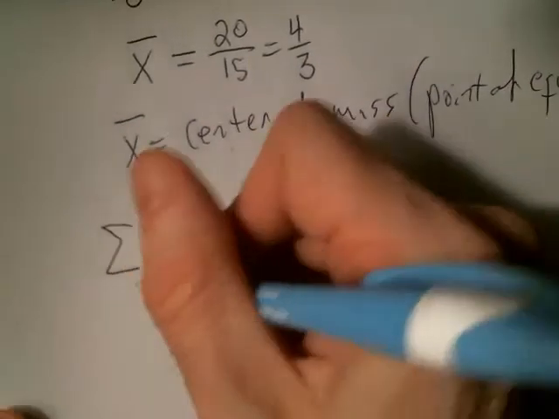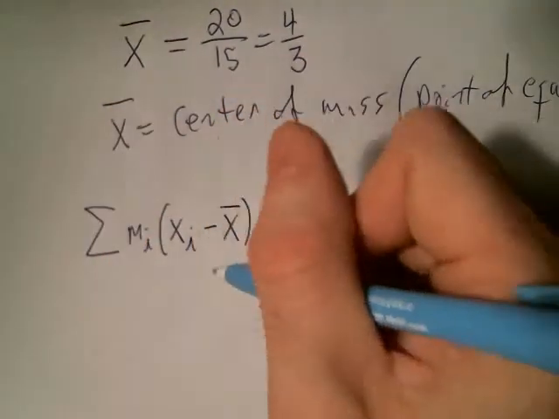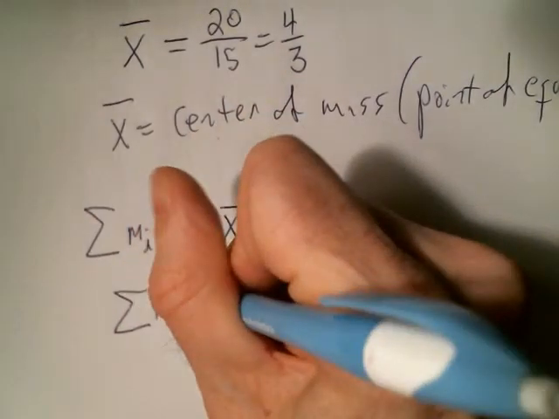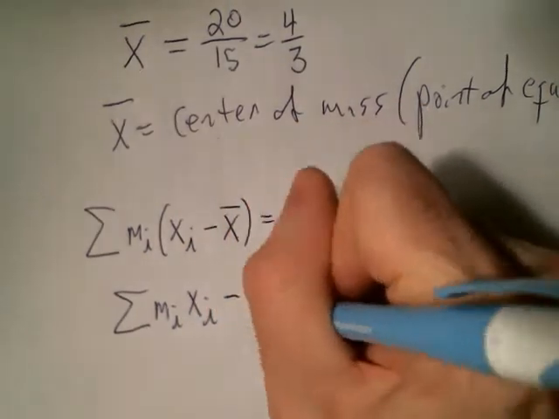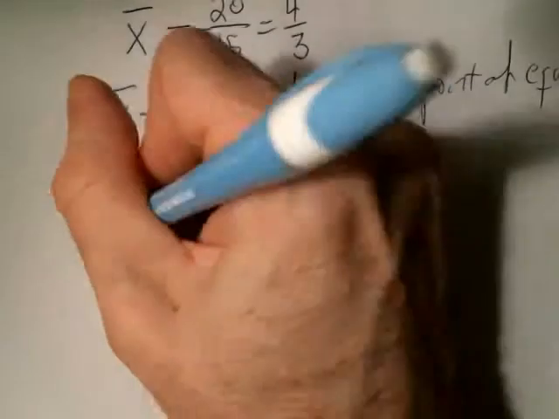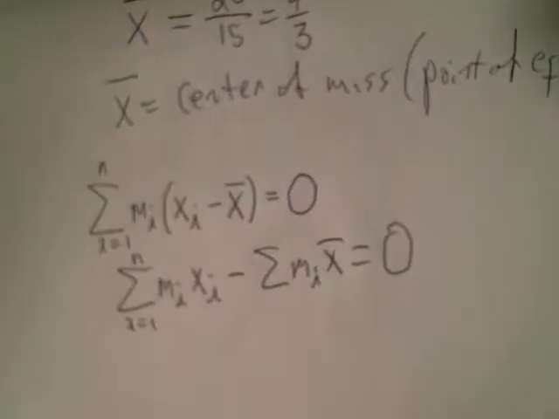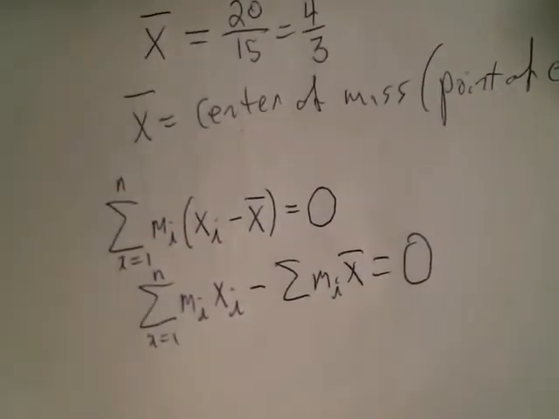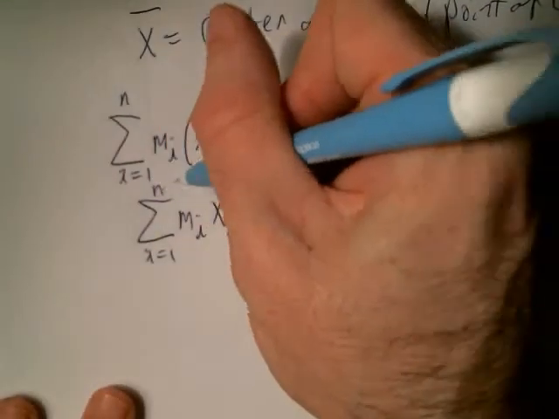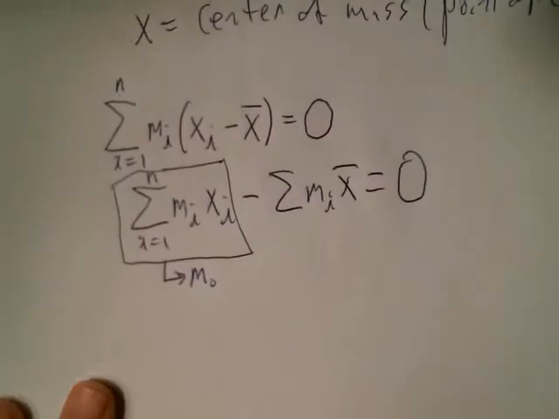Okay, so if I rearrange this a bit by distributing the m sub i, and then noting I can take a finite sum and split it, I'll have the sum of m sub i times x sub i minus the sum of m sub i times x bar equals 0. Okay, so the summation is going from i equals 1 to n, which n represents the number of objects on your teeter-totter. This thing right here is just your moment of the original system about the origin. It's just m sub 0.